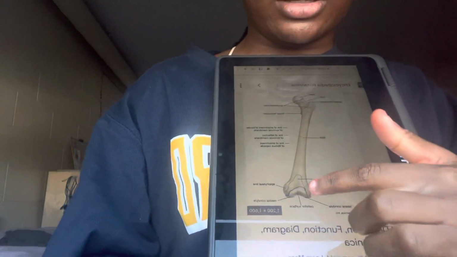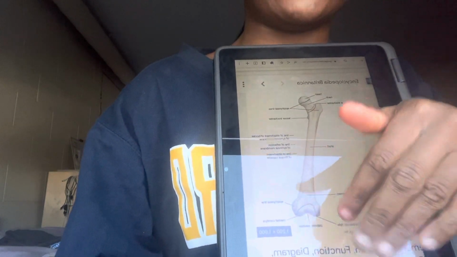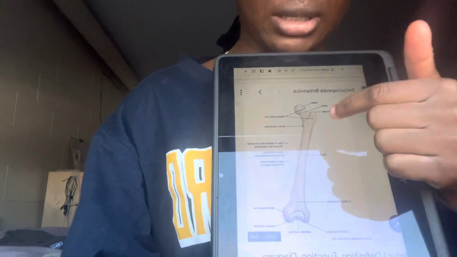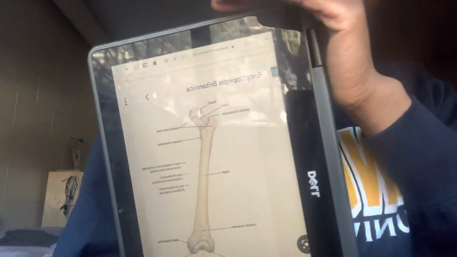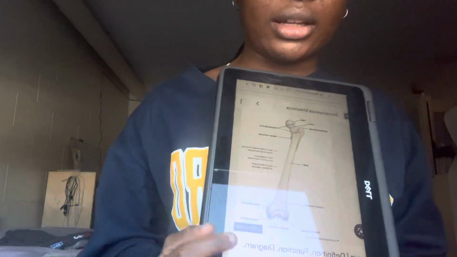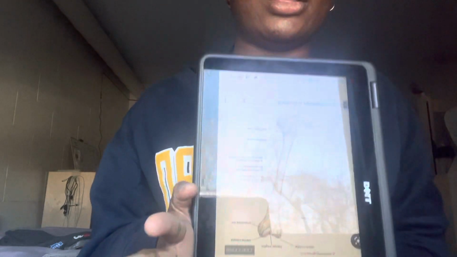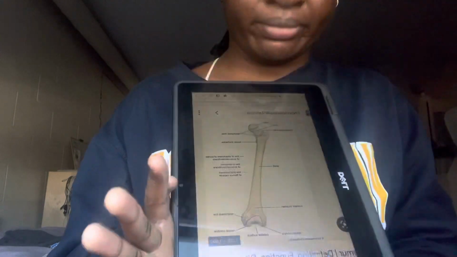We have the lateral condyle, which means this part is facing away from the body, which means that this is a right femur. And we have the medial condyle, which is right here. This is the anterior view of a right leg femur.